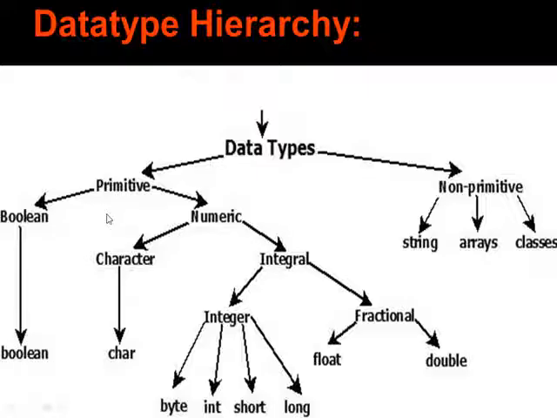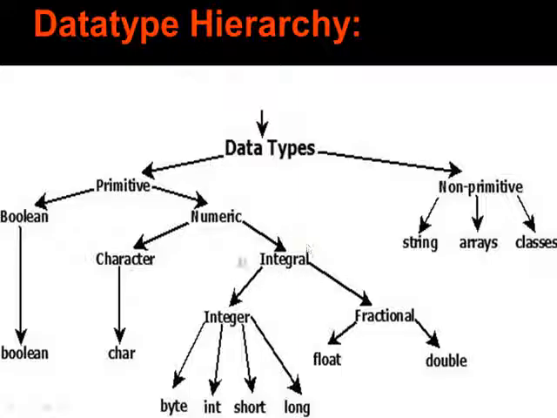Similarly, primitive data types have another category, that is numeric, and this numeric category again has other categories called character and integral. The character data type is going to store only character type data or values. Other than character it is not going to accept any value. So for this we are using the char data type, which we use to accept only character type data in Java.